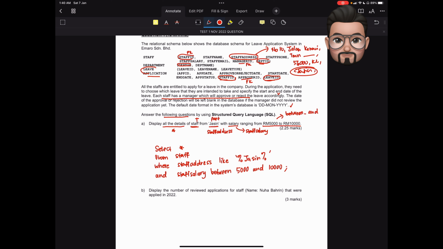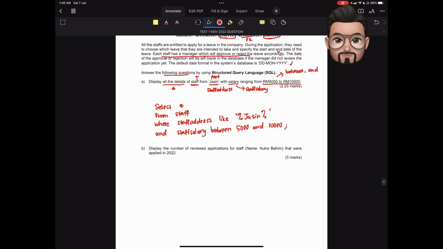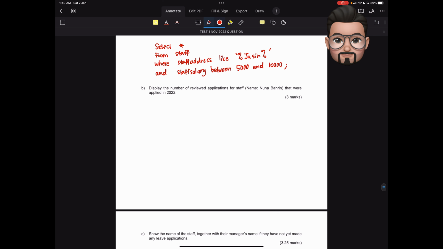Okay, you have two different conditions, and you have the select clause from, where, and. So by right, you have to follow the structure. Select from where is the basic one. So we are done with question number 1. We move on to question number 2. Display the number of reviewed application for staff named Noha Bahrain that were applied in 2022.